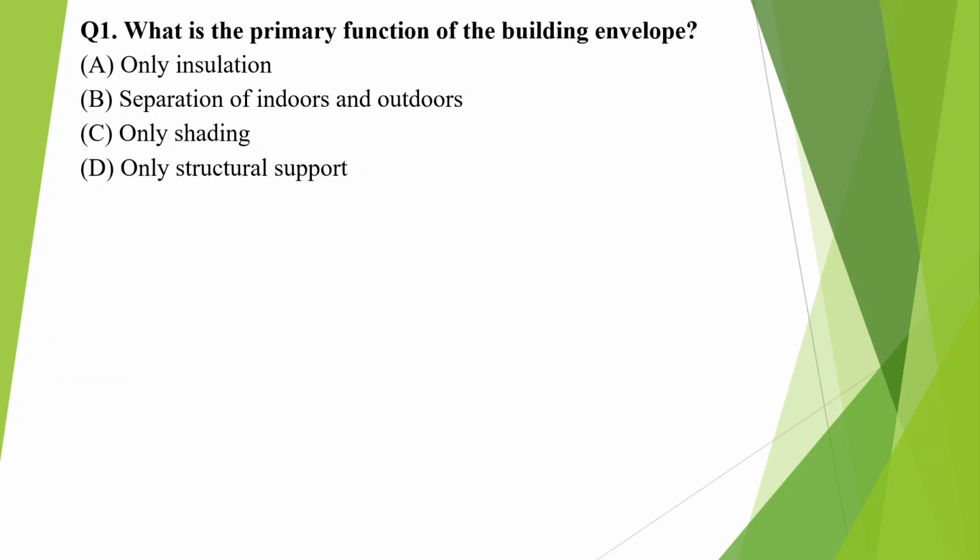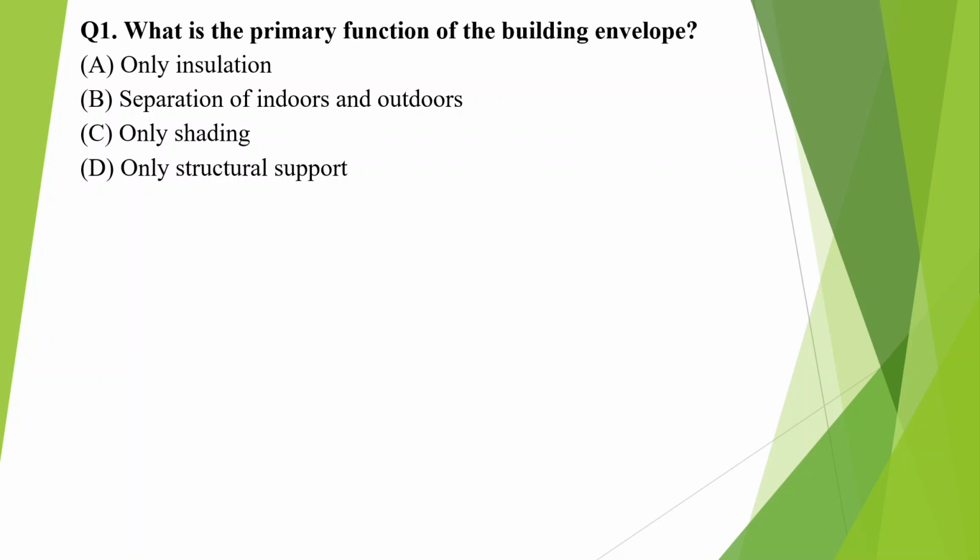So it's not the only function of the building envelope, insulation only. Rather, the building envelope's primary function is to separate the indoor environment from the outdoor environment. Most of you have opted for option B, that is the correct answer. There are different ways of separating the indoor environment from the outdoor environment. Shading can be one option, or insulation can be one option. Shading also, insulation also, these all are part of a building envelope.